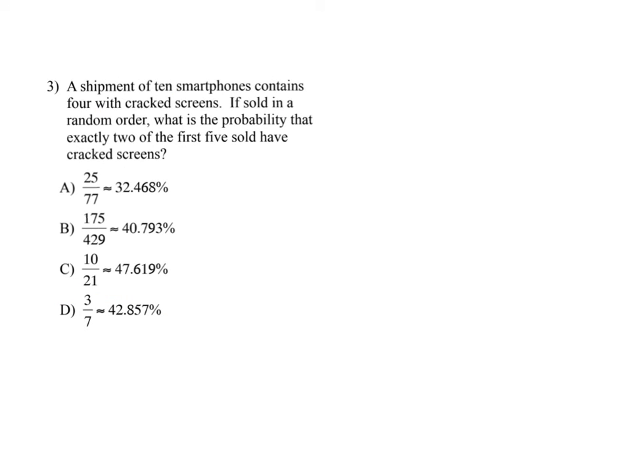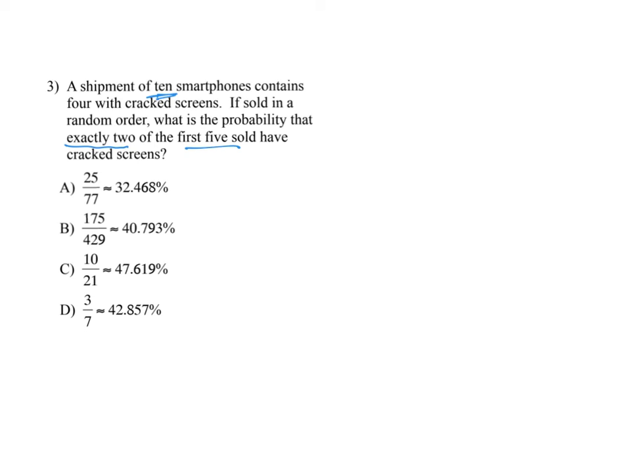So here's that last one. A shipment of 10 smartphones contains 4 with cracked screens. So I have 10 phones, 4 are cracked. That means 6 are not cracked. If sold in random order, what is the probability that exactly 2 of the first 5 sold have cracked screens?